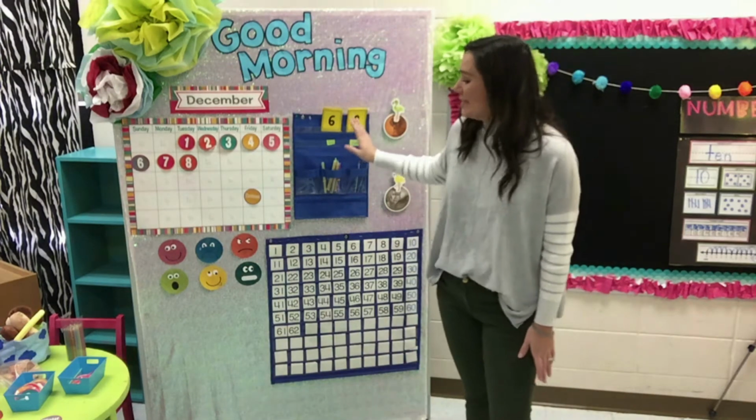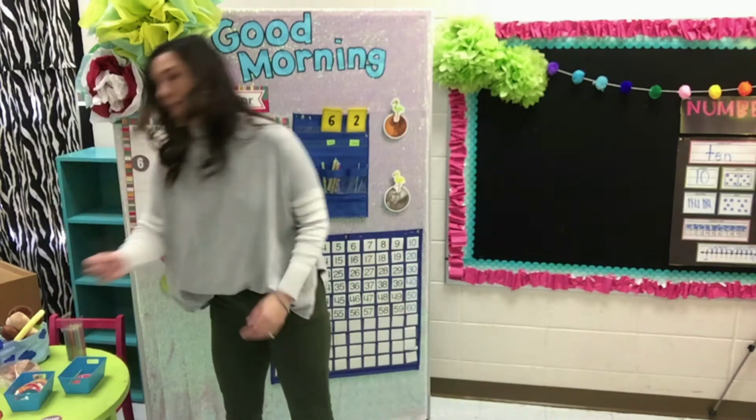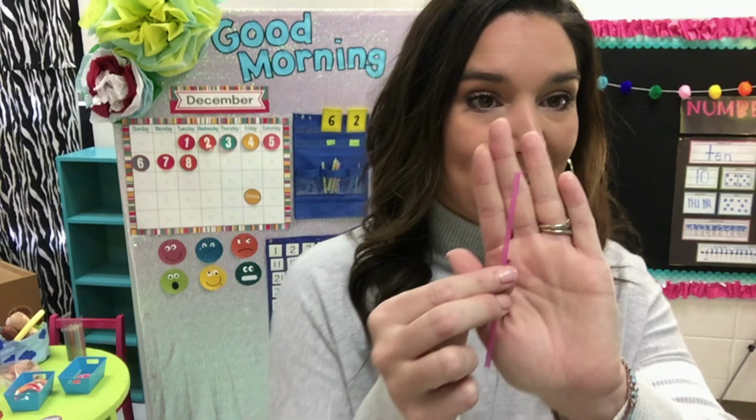Alright, let's see how many days we've been in school. So we're going to add another one to our ones column. I'm going to add pink today. Y'all know pink is my favorite. Here it is. It's hard to see against my hand though sometimes, isn't it?